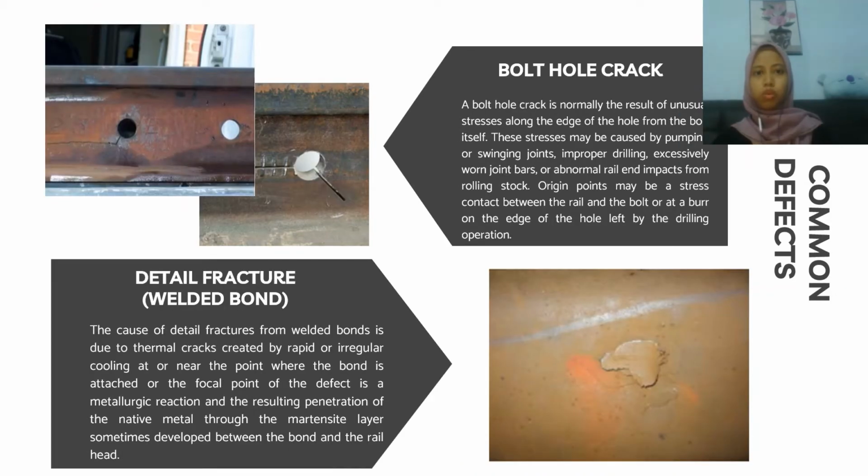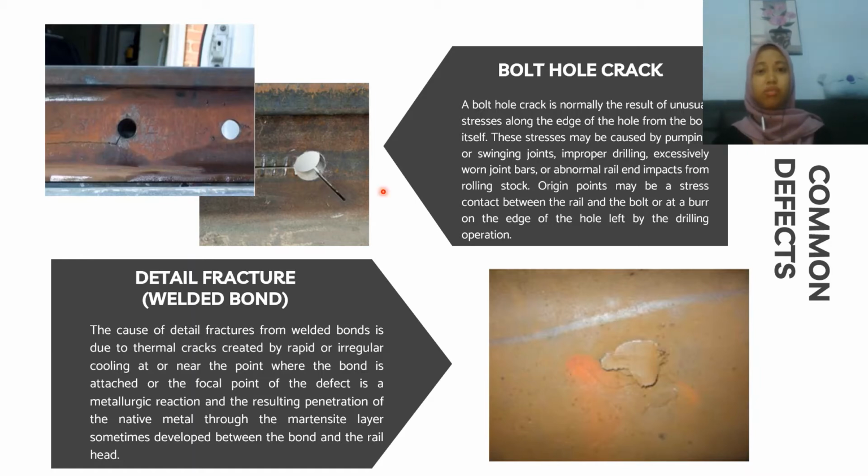Next one is the bolt hole crack, which is normally the result of unusual stresses along the edge of the hole from the bolt itself. These stresses may be caused by pumping or swinging joints, improper drilling, excessively worn joint bars, or abnormal wheel impacts from rolling stock. The origin point may be stress contact between the rail and the bolt, or a burr on the edge of the hole left by the drilling operation.